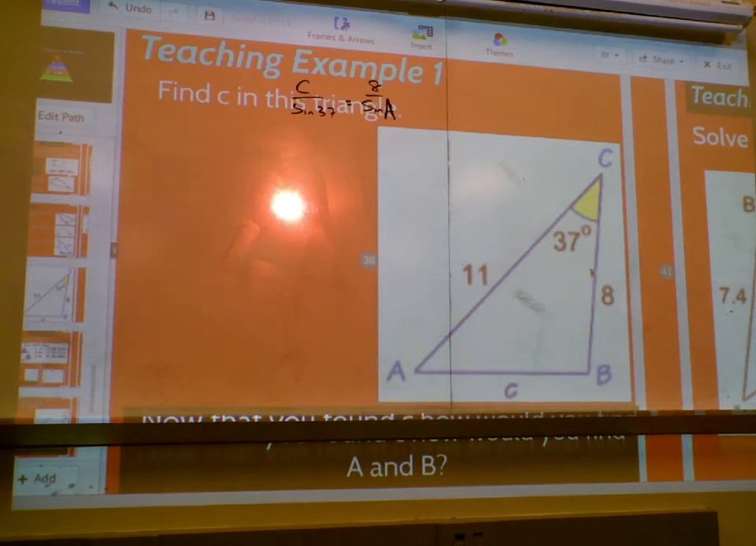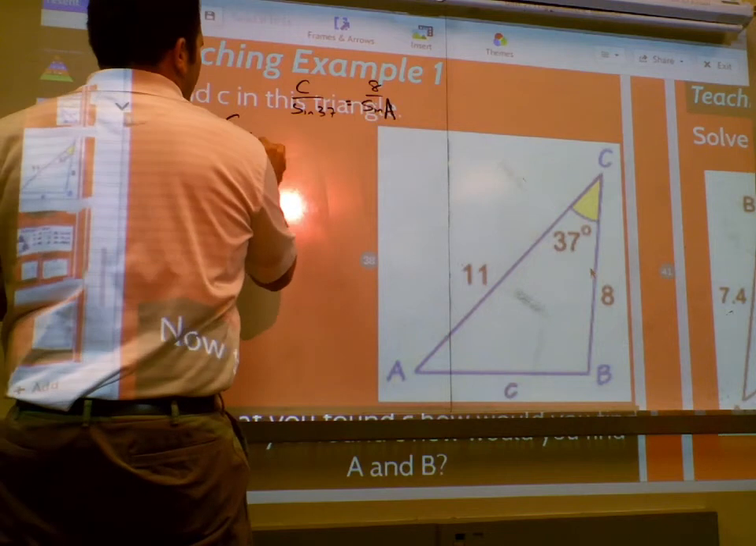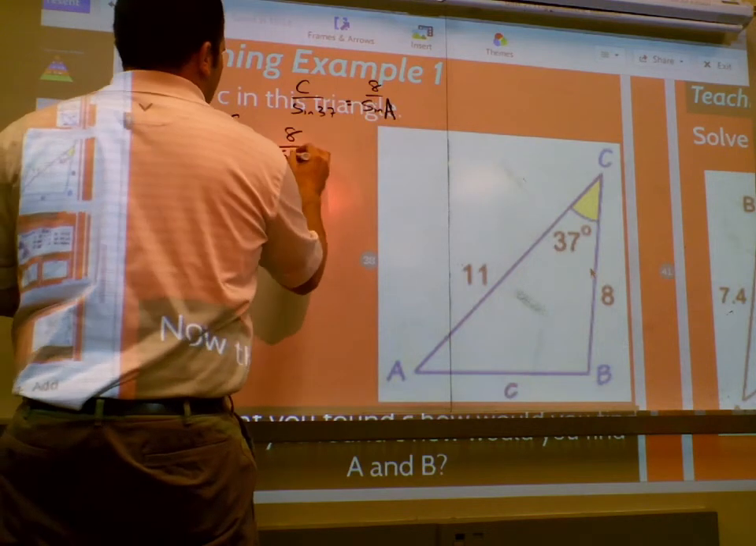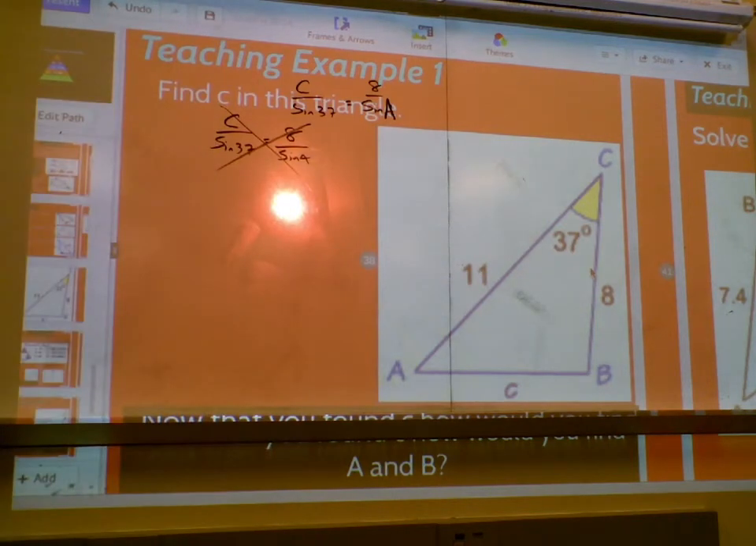So we can sine A, but we can't sine 11. So that one doesn't work, so I have two unknowns, right? Right here: C over sine 37 equals 8 over sine A. Can't do it that way. What else? Anyone else try anything?